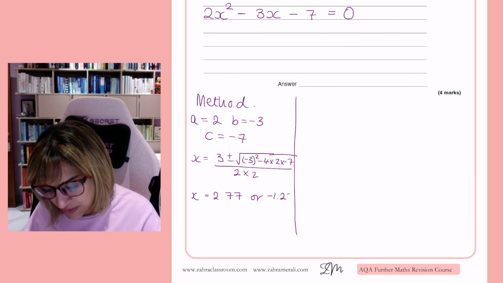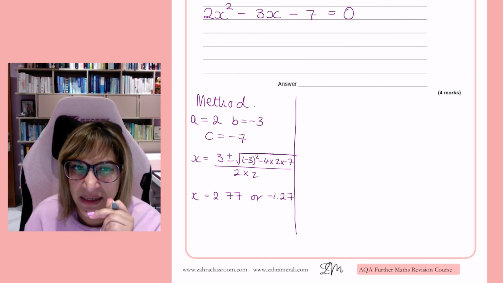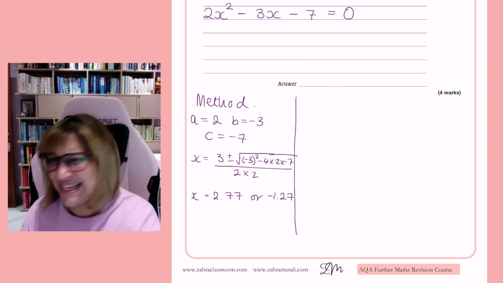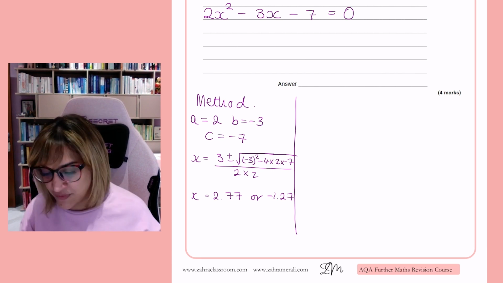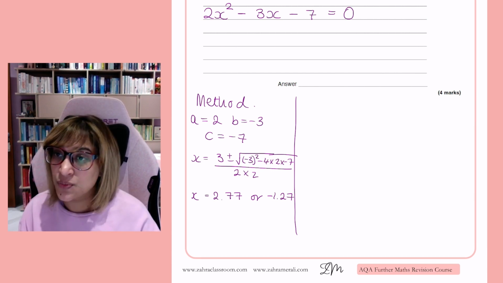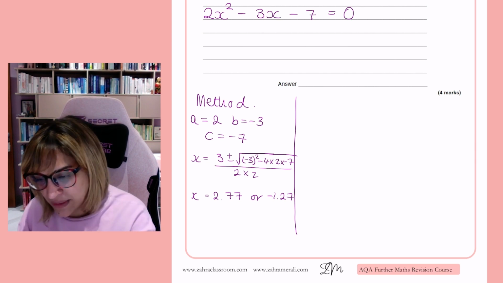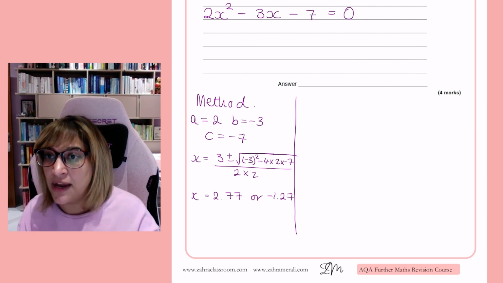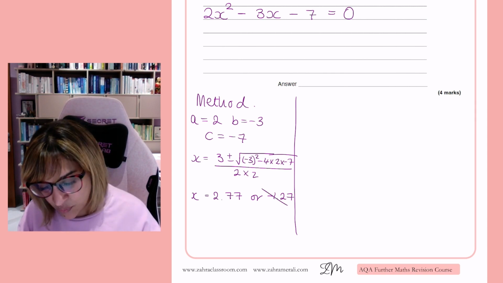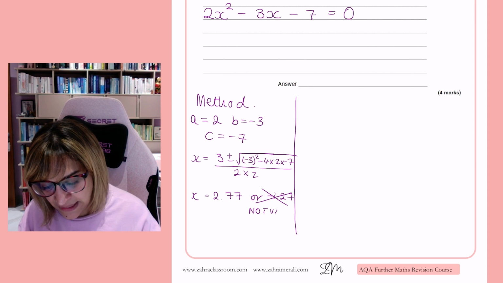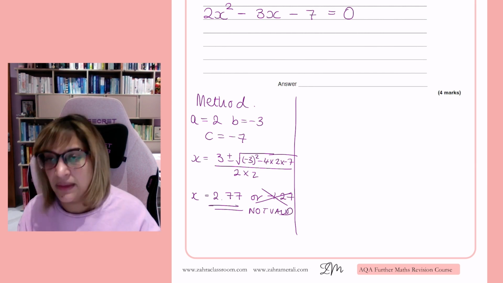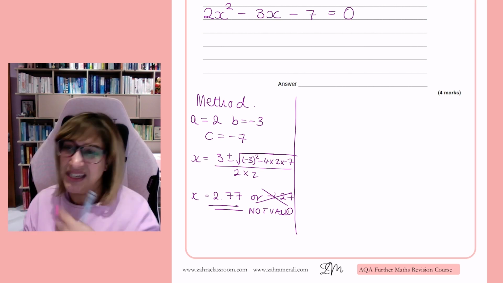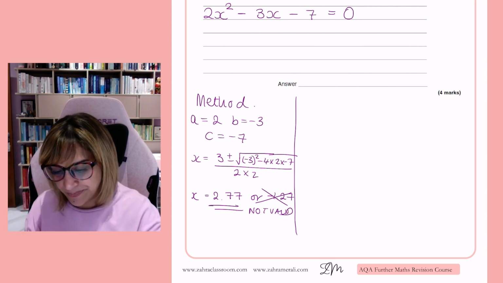minus 1.27. Now, which one isn't valid? Remember, we can't take the square root of a negative number. It's illegal. Dividing by 0 and square root of a negative number. If X was minus 1.27, over here, where you've got X to the half, you would be taking the square root of a negative. So, cross through that, that's not valid. So this is our answer. That's the first way to do it. And you're just sort of writing out your entire formula and then using your calculator.